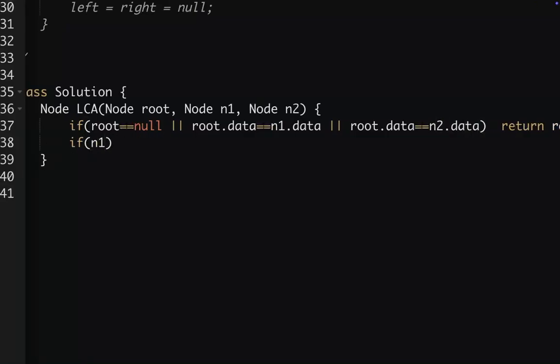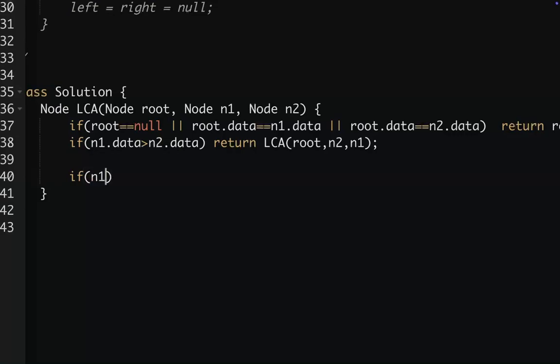Then is n1 data greater, or is n2 data smaller? If n2 data is smaller, just swap the nodes n2 and n1. Now this is the main thing. We know n1 is smaller than n2. So if n1 is on the left side and n2 is on the right side of the root data, it means n1 is on the left side and n2 is on the right side.